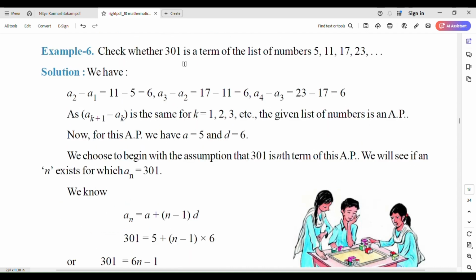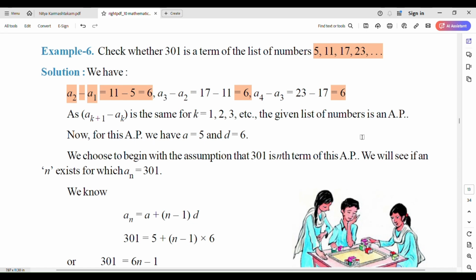Check whether 301 is a term of the list of numbers 5, 11, 17, 23. If this is in AP, he is asking whether 301 is part of this progression or not. So first let us check if it is in AP or not. A2 minus A1 equal to 6, A3 minus A2 also 6, A4 minus A3 also 6. That means the common difference is 6, which is constant. So they are in AP.